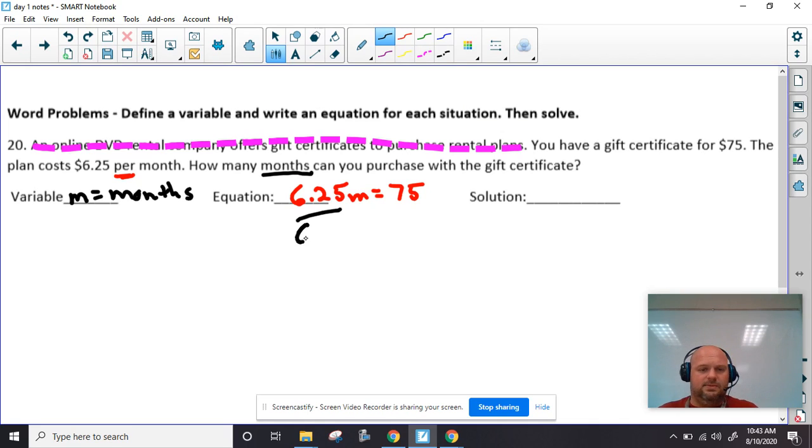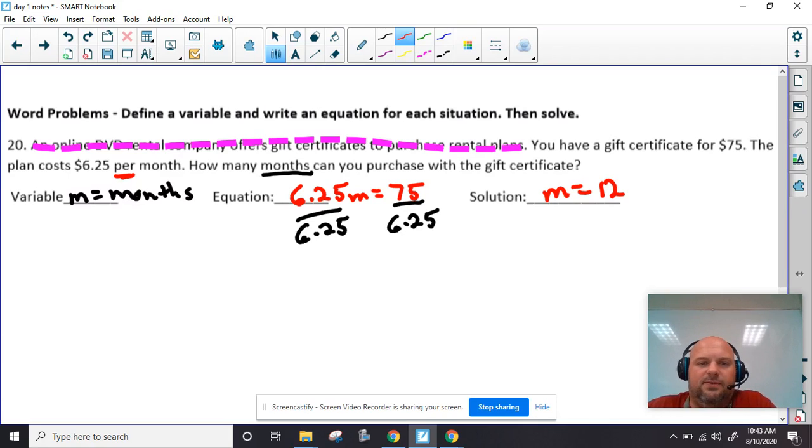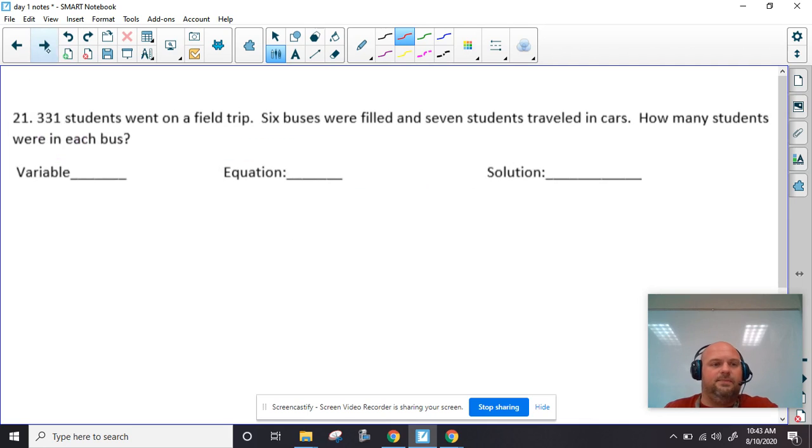Okay. So 6.25. If you notice my eyes looking over to the side, yes, I am using a calculator because I cannot do this in my head. And when we get this, we end up getting M equals 12. So with that $75 gift certificate, you get 12 months. Basically, it's like when Disney Plus started. If you had Verizon, you could get it free for a month. This is very similar. This is just the equation behind it. Okay. All right. Moving on.